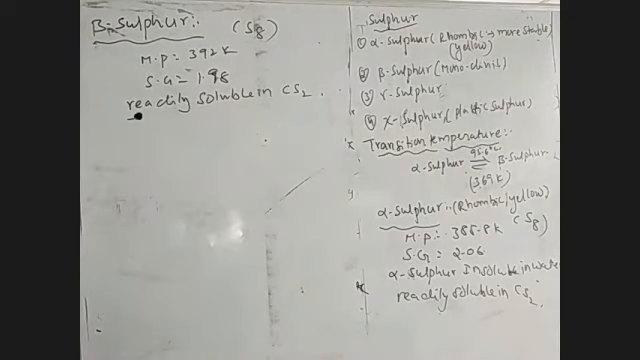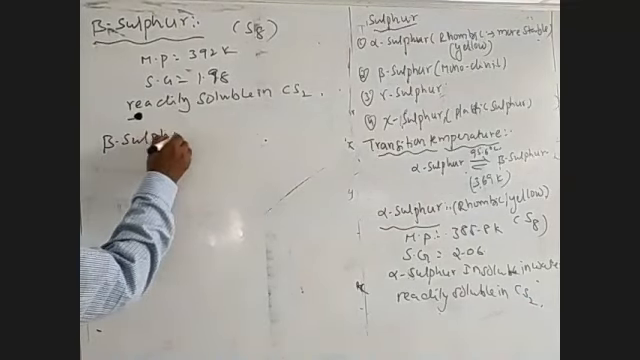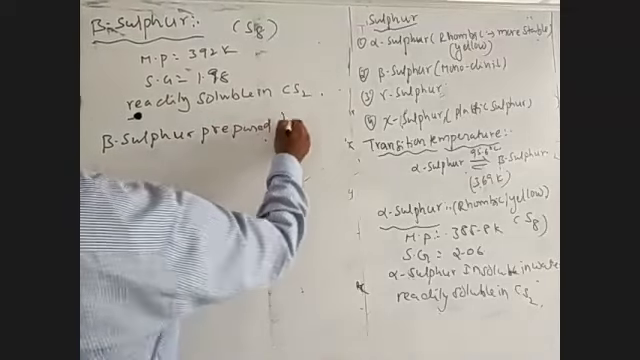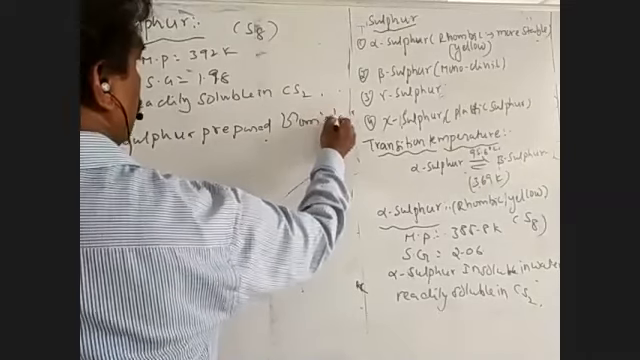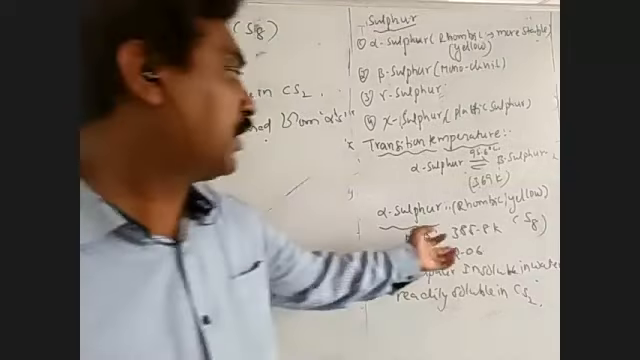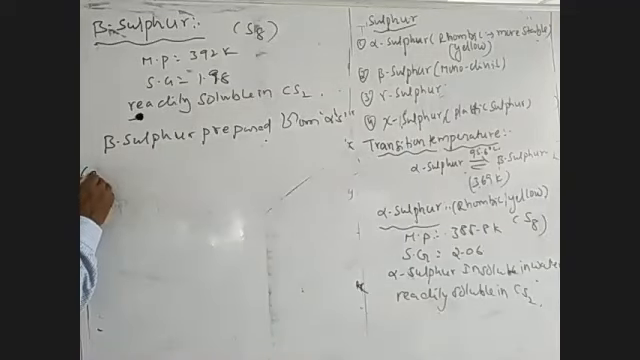Beta sulfur is prepared from alpha sulfur. If alpha sulfur is heated to a high temperature, it changes into the beta form. Both alpha and beta forms have the same chemical properties, but differ in physical properties, like melting point. The melting point of alpha sulfur is 385.8 Kelvin. The melting point of beta sulfur is 392 Kelvin.